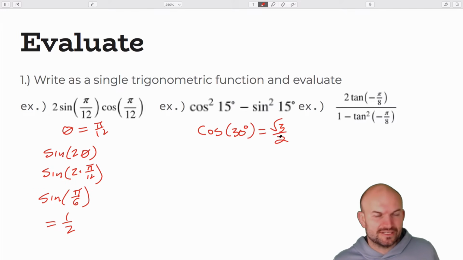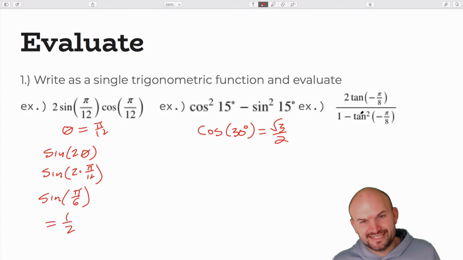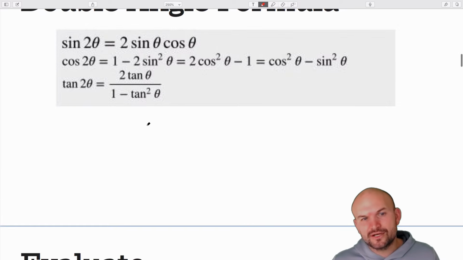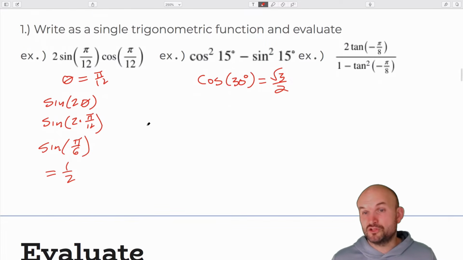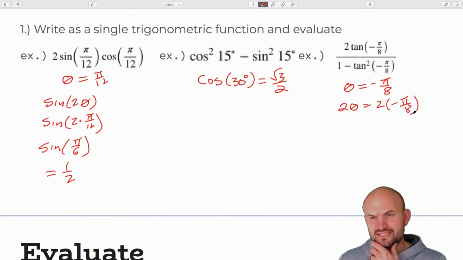And then obviously you can see that tangent looks nothing like cosine or sine. And obviously it's in terms of tangent, right? So that one's kind of obvious. That's the tangent of the double angle. So now I just need to figure out what my theta is. So again, let's do this one. Theta equals negative pi over 8. So then 2 theta would be 2 times negative pi over 8. Right, so therefore that's going to be a negative pi over 4.